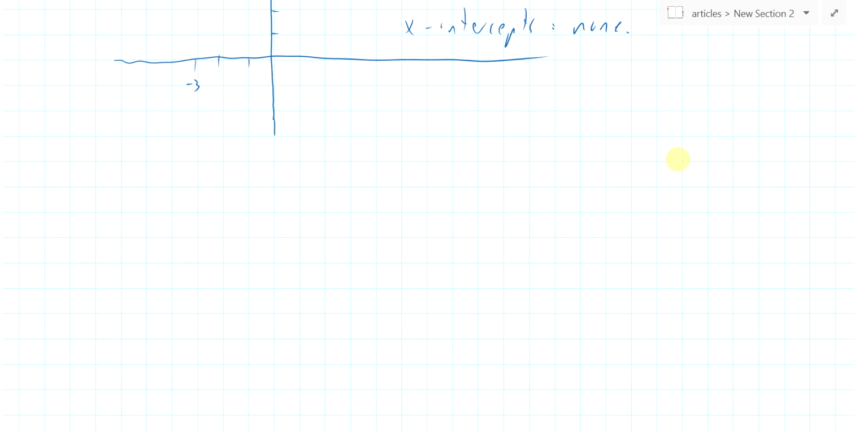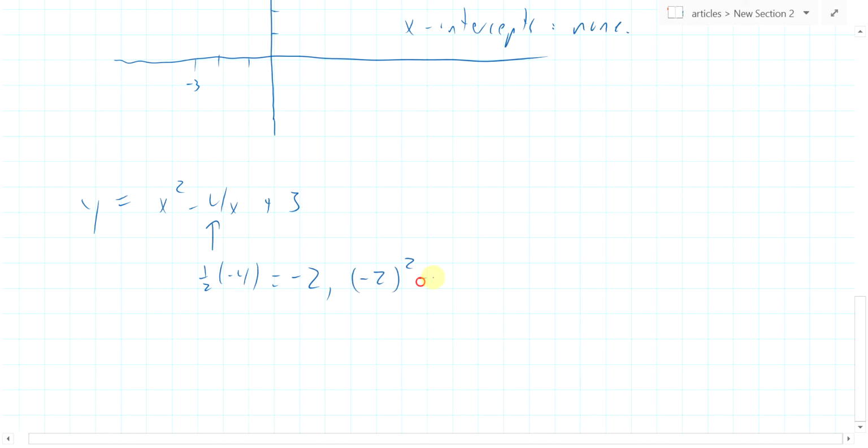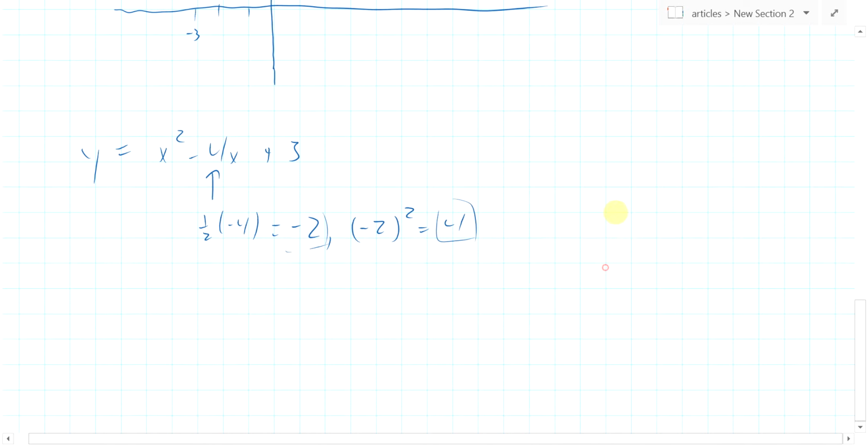So let's do another example. Suppose we have y equals x squared minus 4x plus 3. So take half of this, is minus 2 and then square it. And that gives us these two numbers, minus 2 and 4.